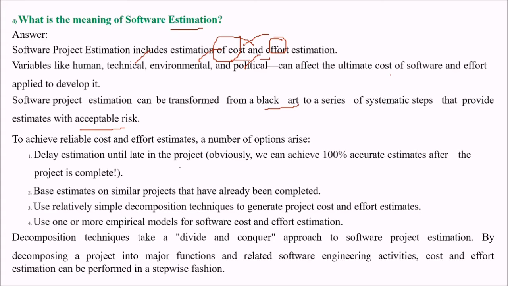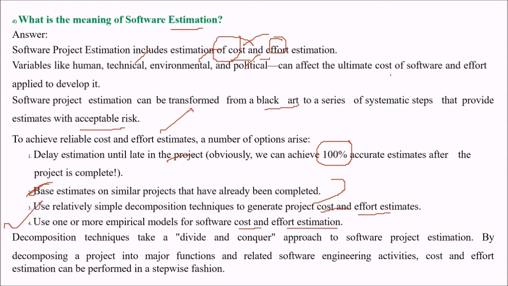And to achieve reliable cost and effort estimates, there are a number of options. Say we delay estimation until late in the project. If we delay estimation, obviously we are not able to achieve 100% accurate estimates until after the project is complete. We base estimates on similar projects that have already been completed. And we use relatively simple decomposition techniques to generate project cost and effort estimates, and one or more empirical methods for software cost and effort estimation.